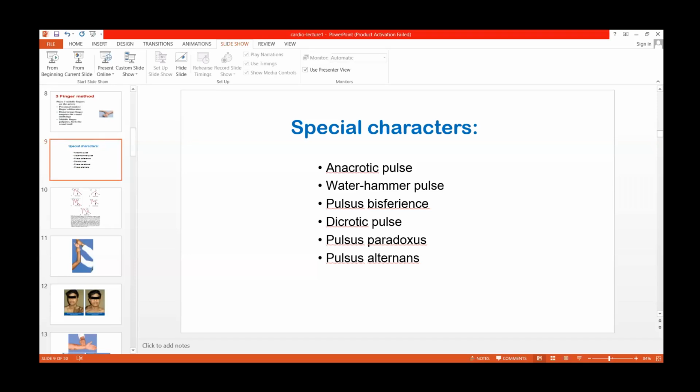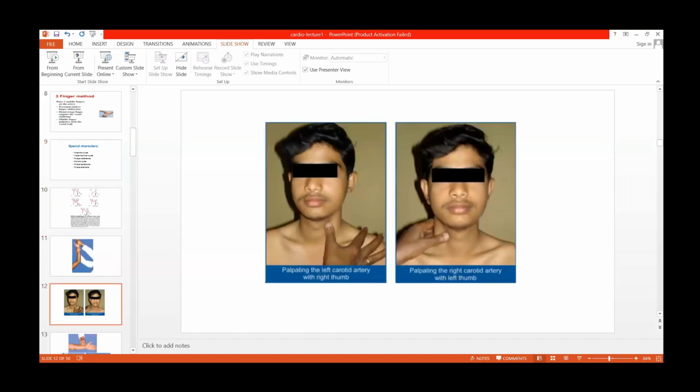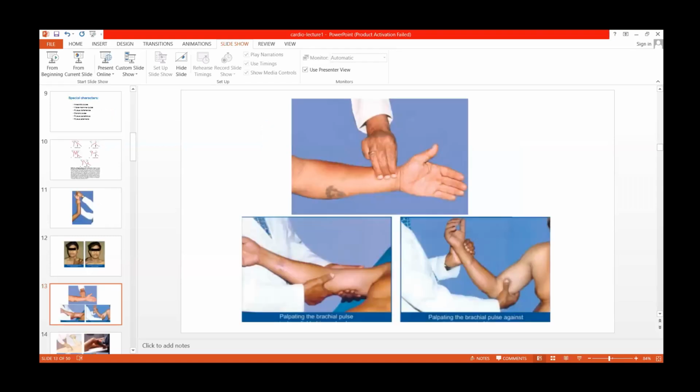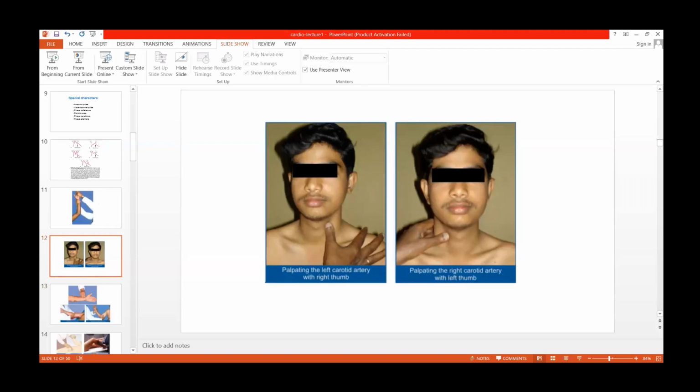Now I am coming to this part, how to palpate the peripheral pulse. This is basically an examination method. So this is the method of palpating the carotid artery. How to palpate the carotid artery? It is palpated at the junction of the medial border of sternocleidomastoid and the upper border of thyroid cartilage, and it is palpated with the thumb.